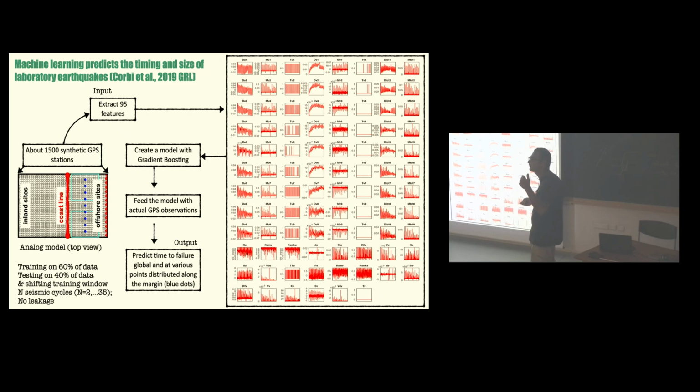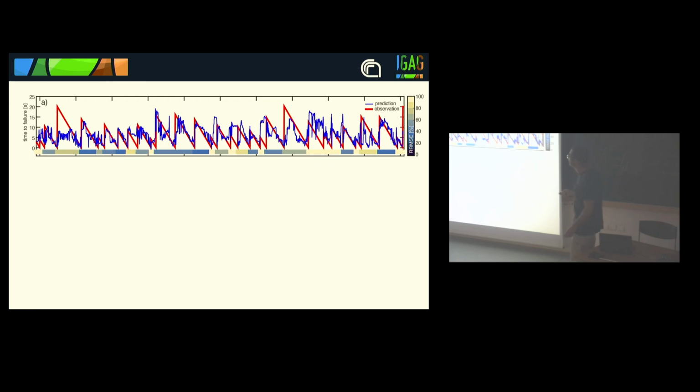I used a global framing, which is the time to failure over the whole experiment, meaning that each of these points can fail in the future, or the time to failure at 9 different points distributed along the margin that are highlighted here by the blue dots. So the results look like this.